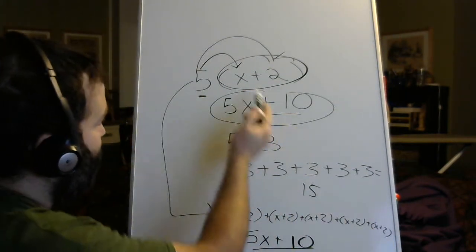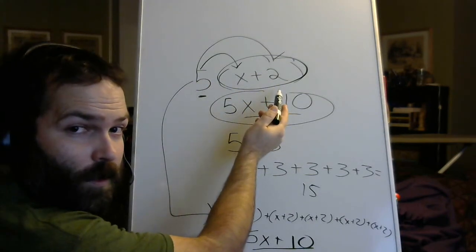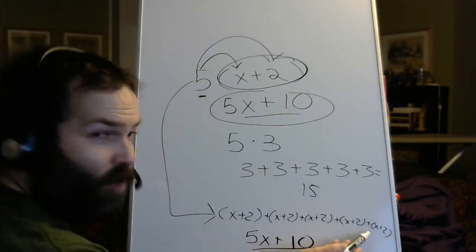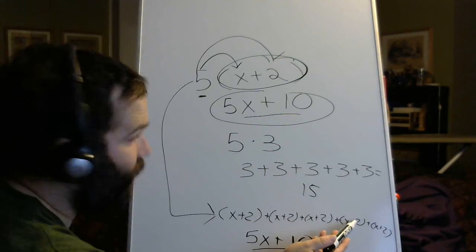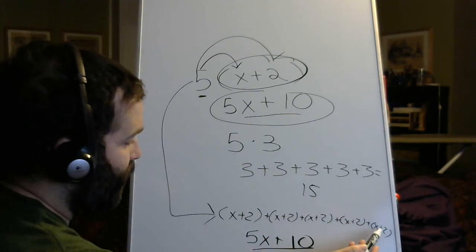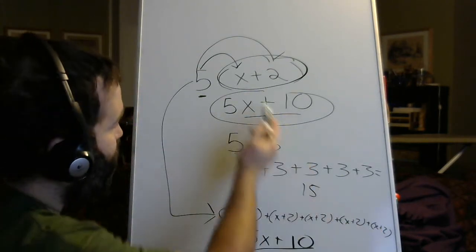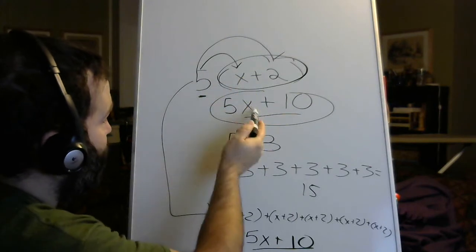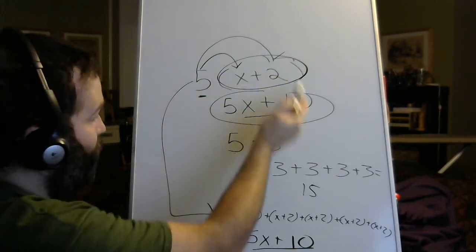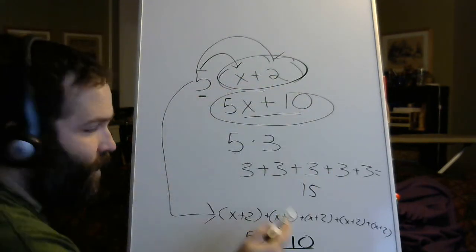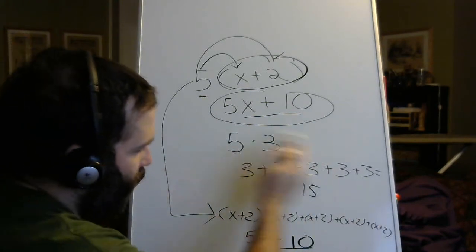I mean, yeah, I could just say 5 times x plus 2 is x plus 2 added to itself 5 times, and carry it out and do all that work. Or I could just say 5 times the x is 5x plus 5 times the 2 is 10. Get the same answer. This just kind of explains why it works.